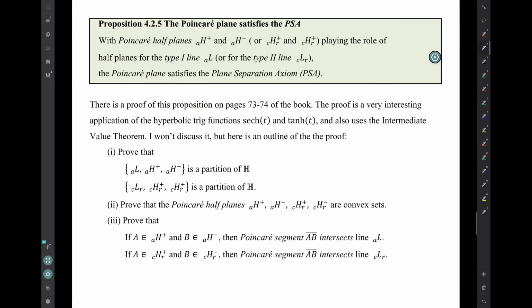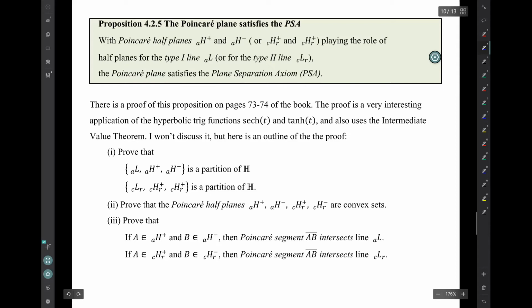Proposition 4.2.5 says that the Poincaré plane satisfies the plane separation axiom. Now for the Poincaré plane, we use these Poincaré half planes with this symbol or this symbol to play the role of half planes for the type 1 line that has this symbol. And we would use Poincaré half planes with these symbols to play the role of half planes for the type 2 line that has that symbol. And this proposition says that the Poincaré plane with those half planes described does satisfy the plane separation axiom.